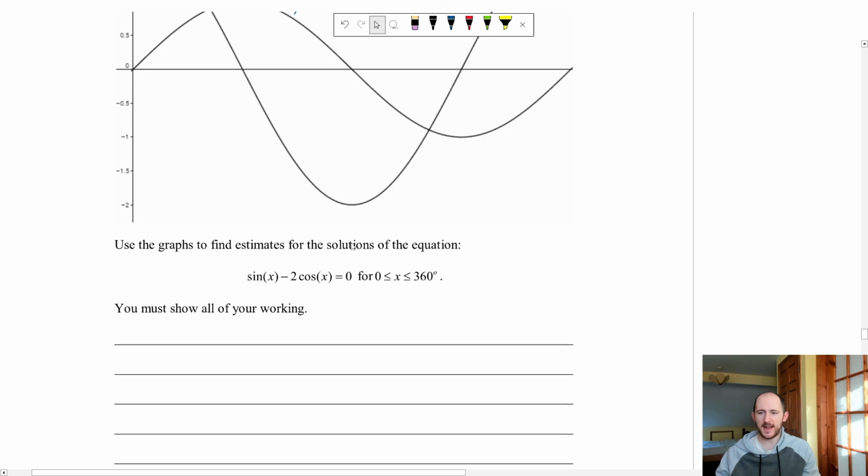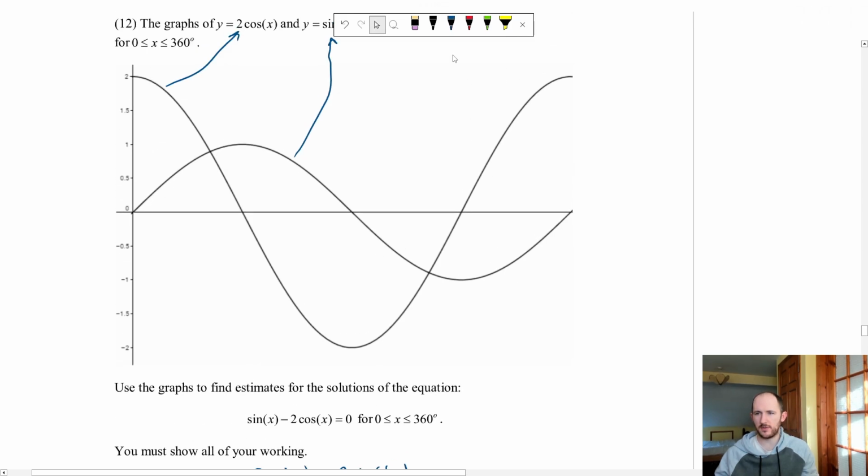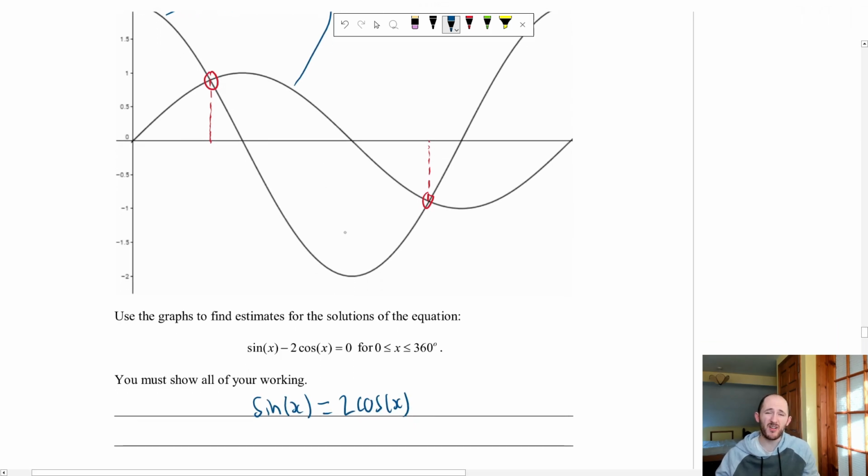And it says use the graphs to find estimates for the solutions of the equation sine x minus 2 cos x equals 0. Show your working. Okay. So if I quickly rearrange that, that is sine x equals 2 cos x. So in other words, I'm looking for the points of intersection of these graphs, which are here and here. And bear in mind that this is an estimate, okay? It's not going to be an exact value because you don't have the ability to do that just yet.